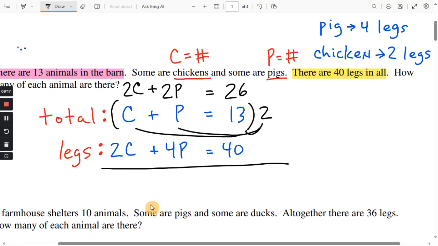All right, we can add or subtract the equations. I'm going to subtract. In fact, I'm going to subtract going up. 40 minus 26 is 14. 4P minus 2P is 2P. And 2C minus 2C cancels. Here we have P times 2. The opposite of times 2 is divided by 2. All right, the 2's cancel. 14 divided by 2 is 7. And that equals P.